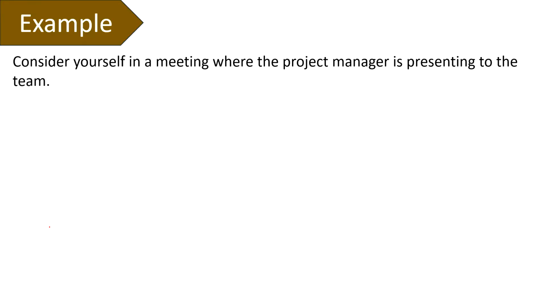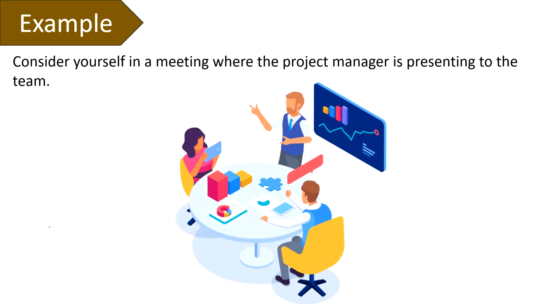Come, let's take an example. Consider yourself in a meeting where the project manager is presenting to the team. The project manager uses spoken words to communicate various aspects of the project, such as goals, timeline, and roles and responsibilities of the team members. During the presentation, the project manager might also respond to any queries or concerns that the team members may have. This exchange of words is a good example of oral communication in work environment.